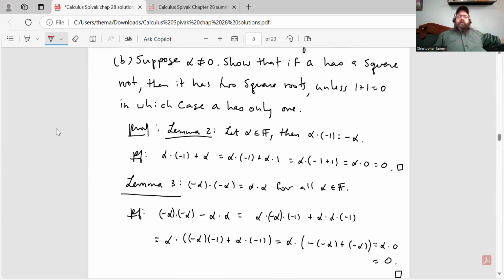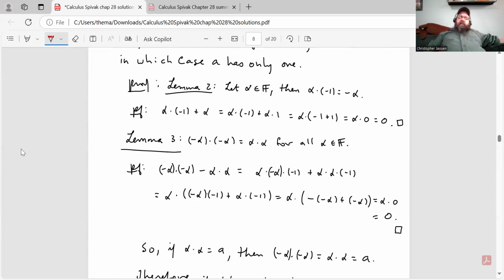So lemma two here that I have stated is: let alpha be an element of the field, then alpha times negative one is negative alpha. And then you can see the proof here. Like I said, I feel like I've done this several times already on the channel, so I'm not going to belabor it. Lemma three, negative alpha is alpha times alpha for all alpha in F. And again, you can see my proof here, right?